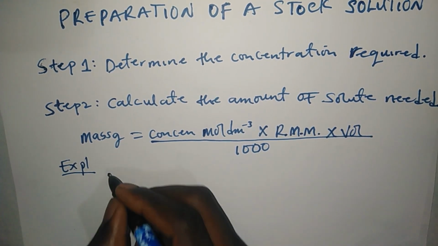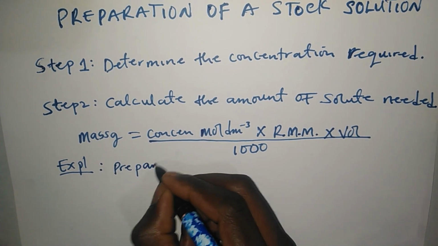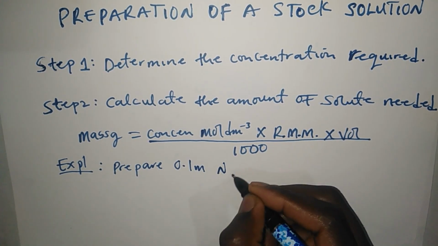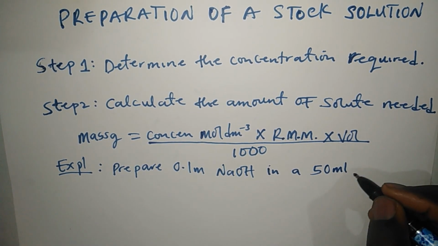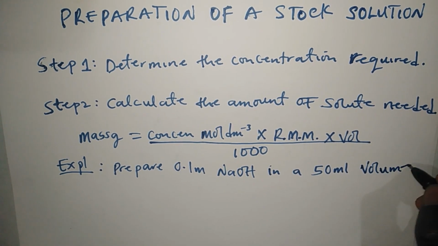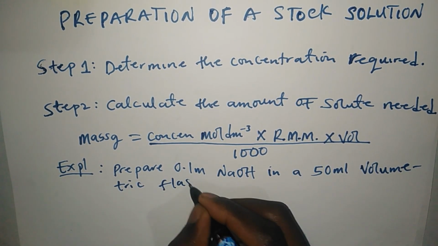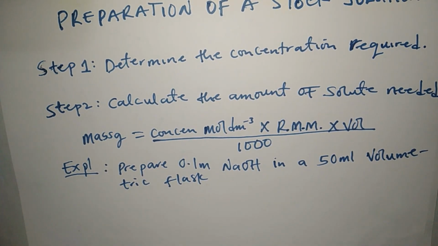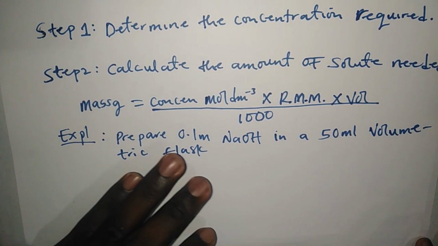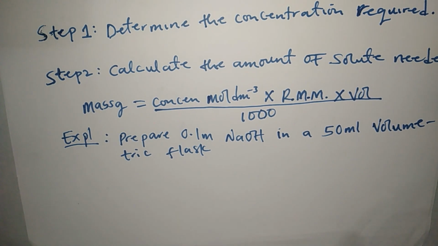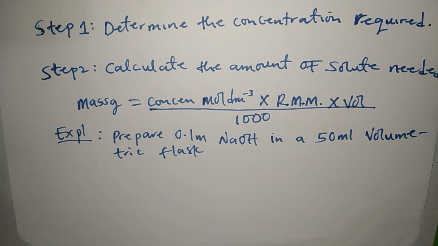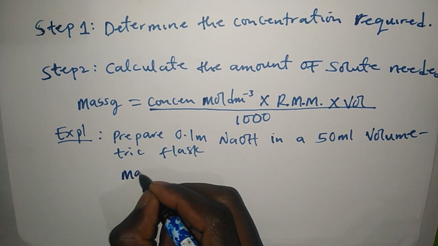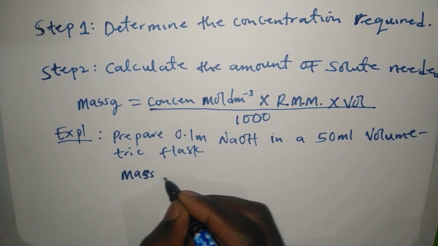The question says prepare 0.1 M of sodium hydroxide in a 50 ml volumetric flask. Now 0.1 M is the concentration, which is step 1. It has been given, and the compound we are looking to prepare a stock of is sodium hydroxide, and then our volume is 50 ml, right? So going by our formula, we say mass, which is in grams.